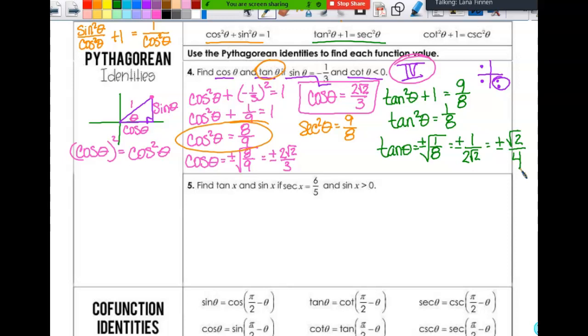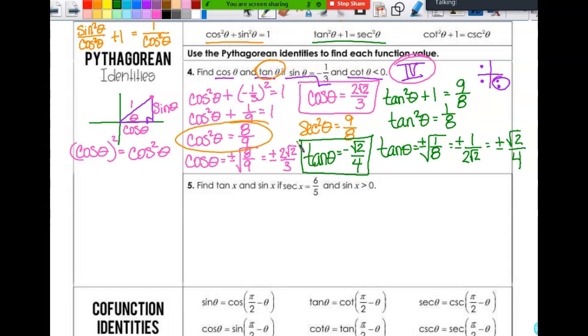But then I have to look, because both of those are not my answer. I'm in quadrant 4, so will it be plus or will it be minus? Minus, because it's tangent. So tangent theta equals negative square root of 2 over 4. What questions do you have? It's imperative that you keep up with your own work, that you can follow your own work and go back and use pieces along the way.